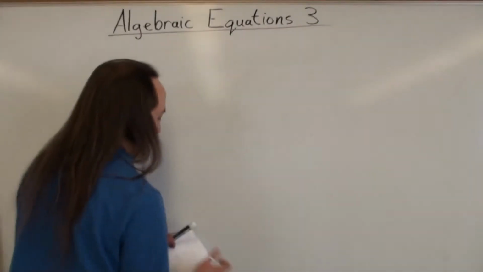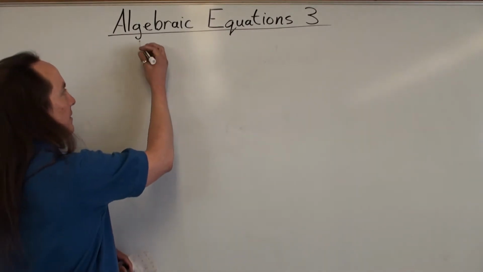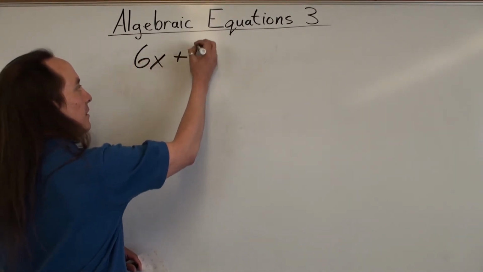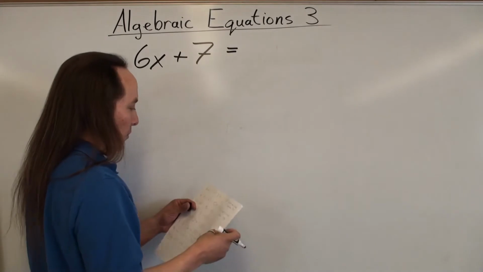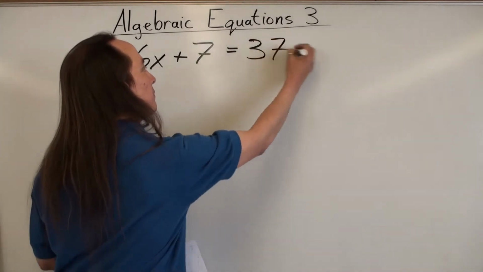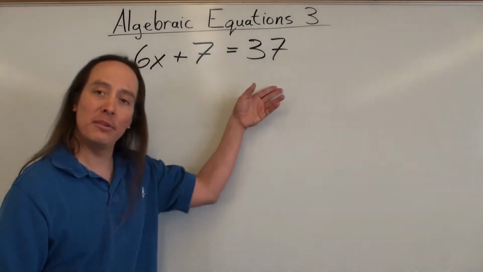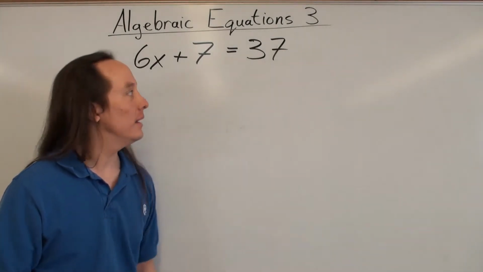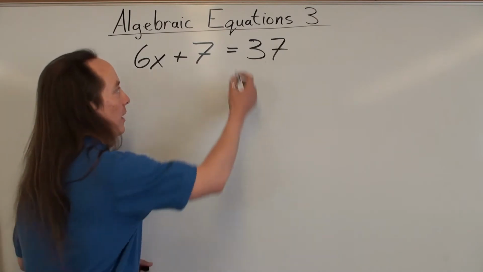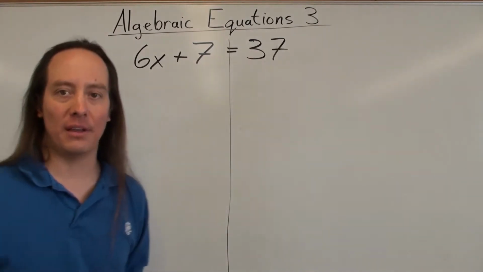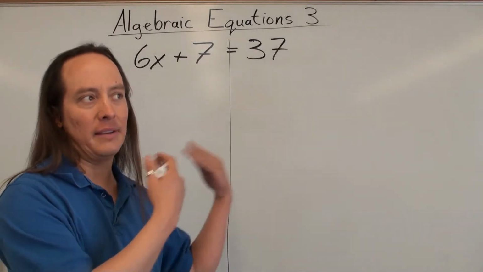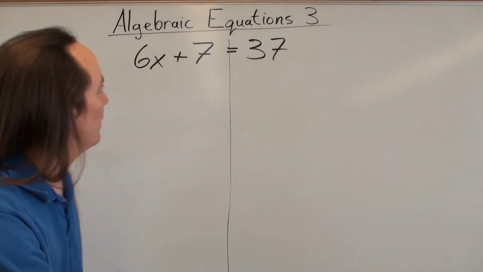All right, this first example for the day is 6x plus 7 is equal to 37. We have an equation that has 3 terms, 2 on the left side, 1 on the right. The first step that I always like to do is put my line where I have the equal sign, just to identify both sides.